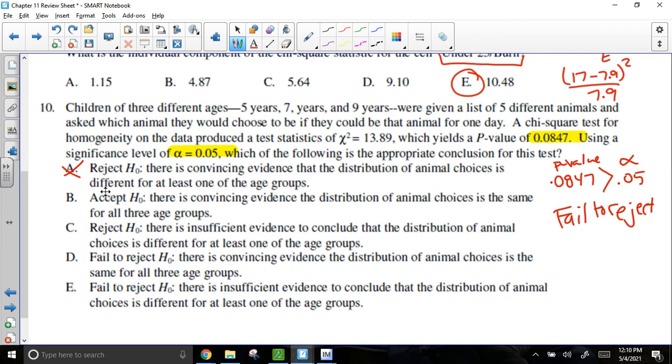We never use the phrase accept the null hypothesis. We don't reject the null hypothesis. So that leads us to D or E. Both of these are failing to reject. So we got rid of C. Does that mean there is convincing evidence that the distribution is the same for the three age groups? Or there is insufficient evidence to conclude the distribution of animal choices is different for at least one of the age groups? Remember, if we are failing to reject, there is not enough evidence to conclude the alternative. So E is the answer for that one.